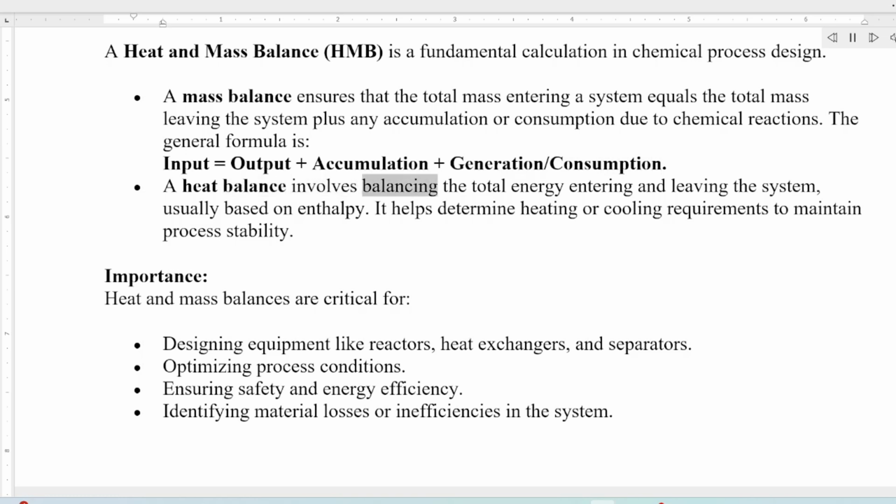A heat balance involves balancing the total energy entering and leaving the system, usually based on enthalpy. It helps determine heating or cooling requirements to maintain process stability. Importance. Heat and mass balances are critical for designing equipment like reactors, heat exchangers, and separators. Optimizing process conditions. Ensuring safety and energy efficiency. Identifying material losses or inefficiencies in the system.